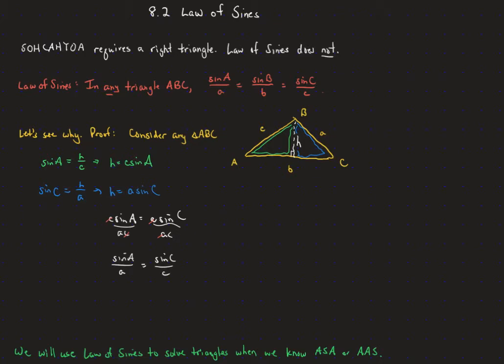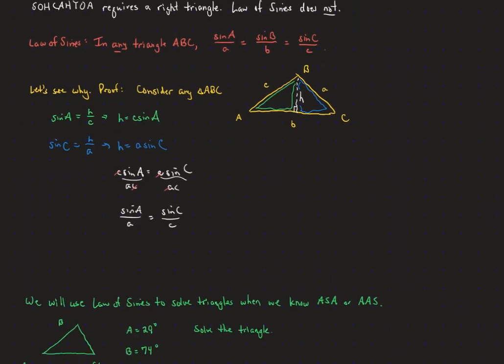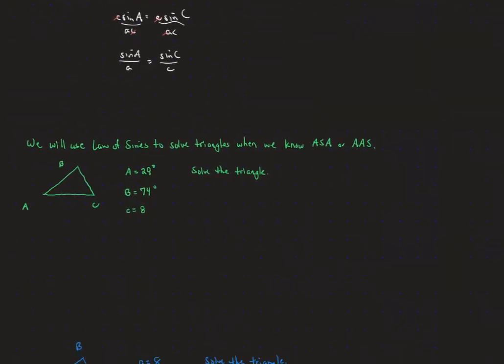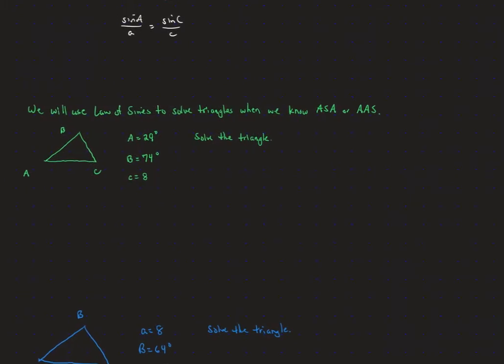And if we just rotated the triangle around and did it again, we could bring in sine of angle B over side B as well. So that's kind of a proof of why it works. Let's see how we can actually use it, how you're going to be asked to use it in problems.